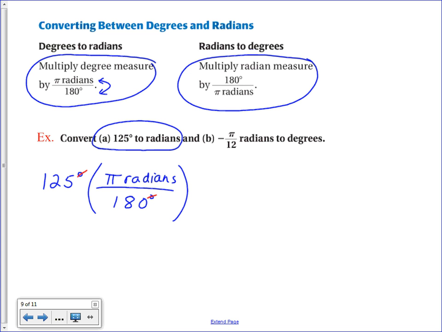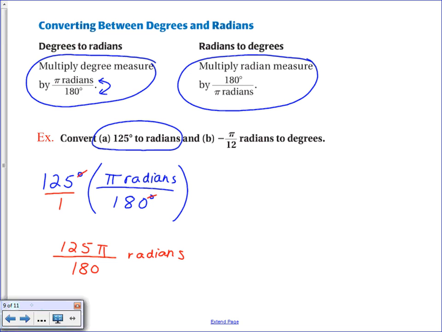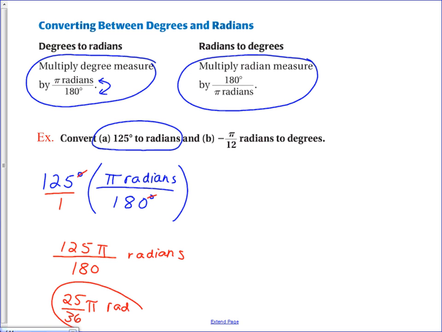I have 125. You can think about this as being over 1. So that when you multiply, it's the top times the top, 125 times pi, over the bottom times the bottom, and the only unit left is the radians that we wanted. And then you just have to simplify the fraction that you have left. This simplifies to 25 over 36. There's a pi next to it because we're leaving our radians in terms of pi. And then we just abbreviate our units to RAD. So that's how you'll convert from degrees to radians.